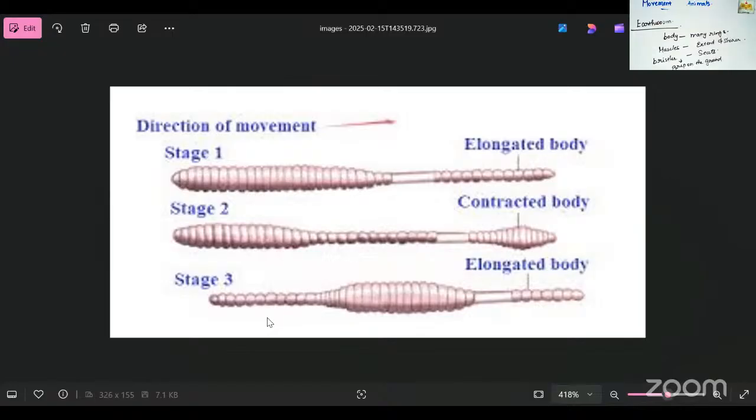So by repeating the muscle contraction and relaxation, the body can move through the soil also. The place of its life is always in the soil only. The slimy substances secreted by its body help the movement. So, movement of animals, the first animal is the earthworm. This is the movement of the earthworm. Okay, is this clear? Is there any doubt in this part?